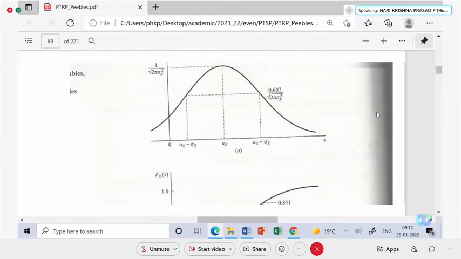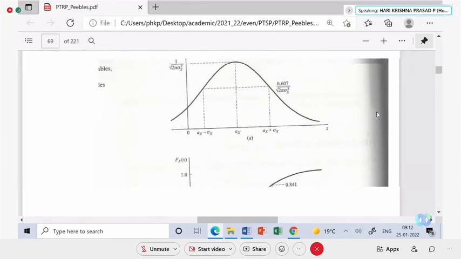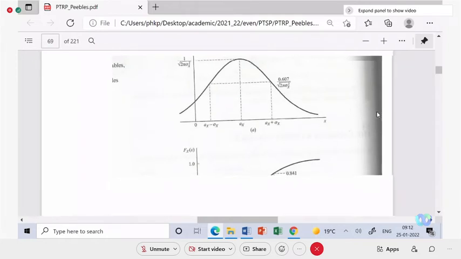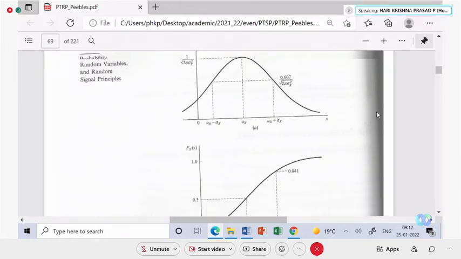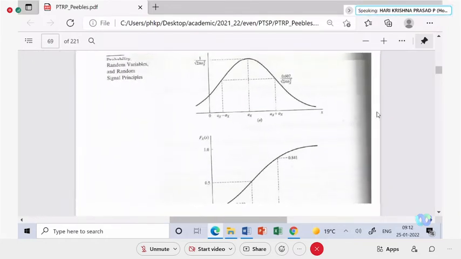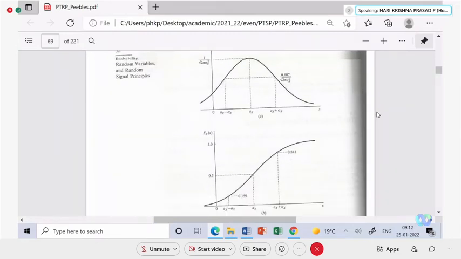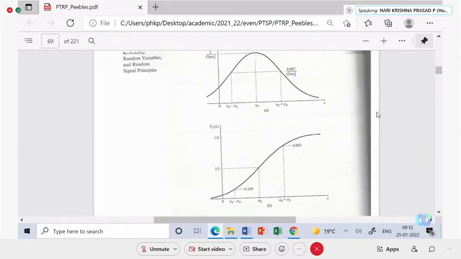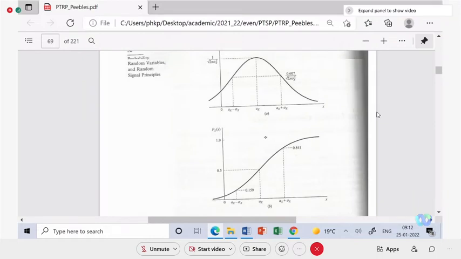How do I get distribution function? We need to take integration. Is it okay? When you perform integration, the curve we get is shown on the lower side. When you perform derivative of the lower function, distribution function, we get the upper function, right?